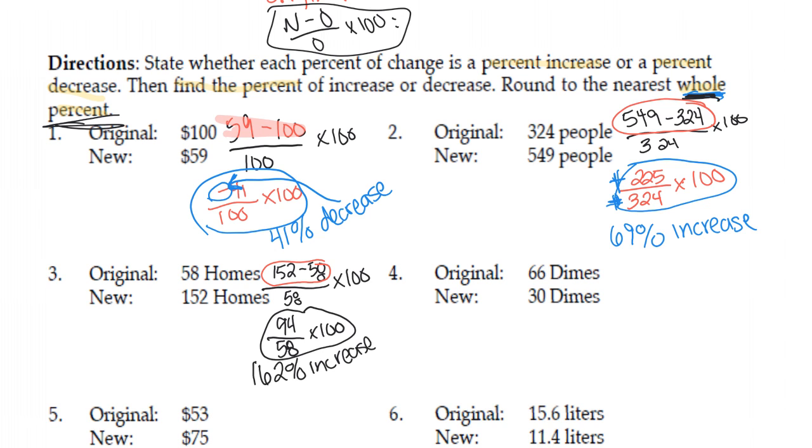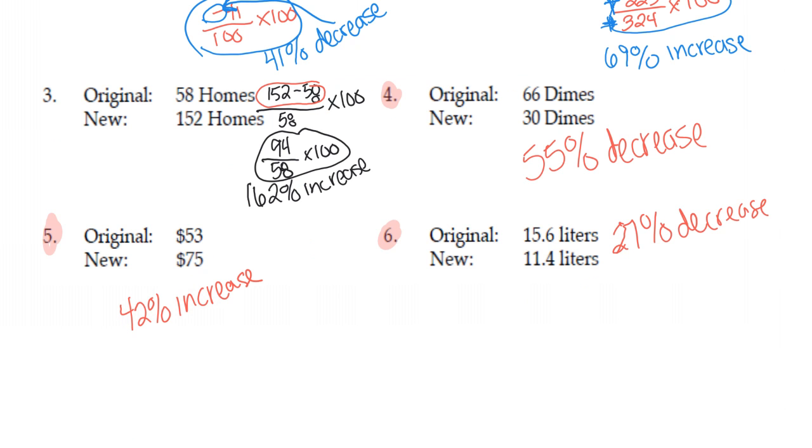I want you to pause and do 4, 5, and 6. Hopefully you got what I got, which was a 55% decrease for number 4, a 42% increase for number 5, and a 27% decrease for number 6.